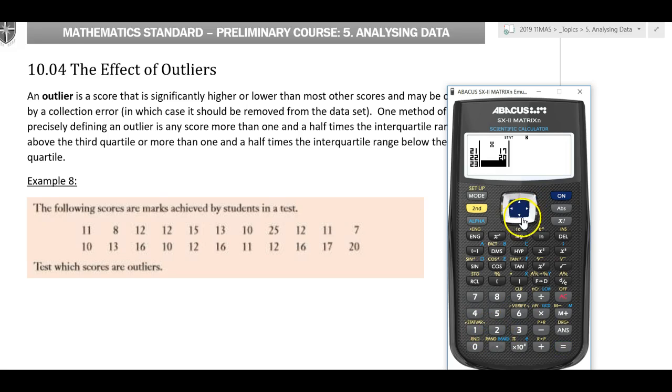I've put all my scores in now, right? There we go. How many was it? All 22 of them, is that right? 1, 2, 3, 4, 5, 6, 7, 8, 9, 10, 11. 22 scores. Right, AC.